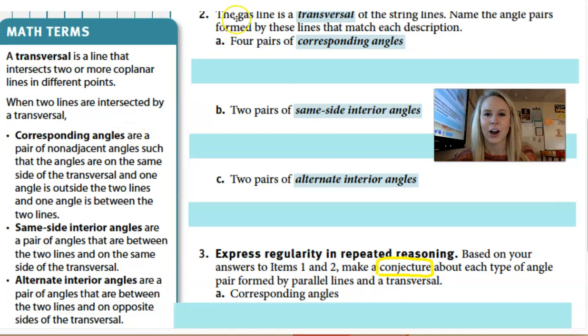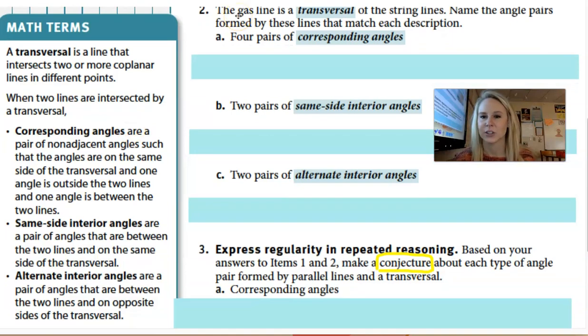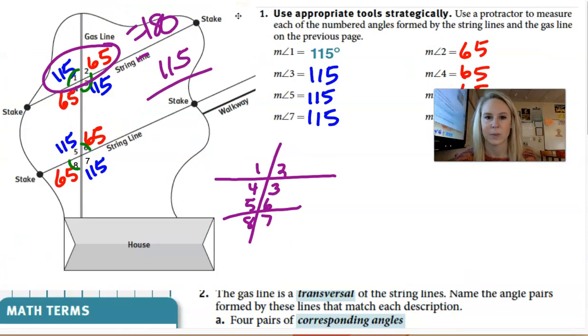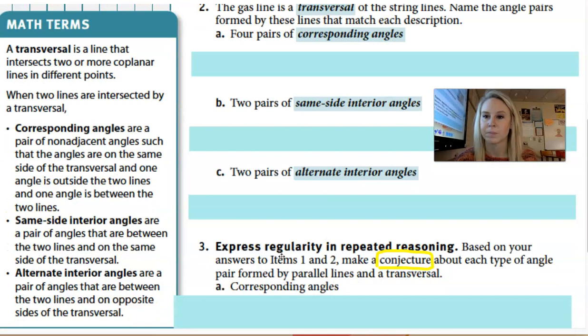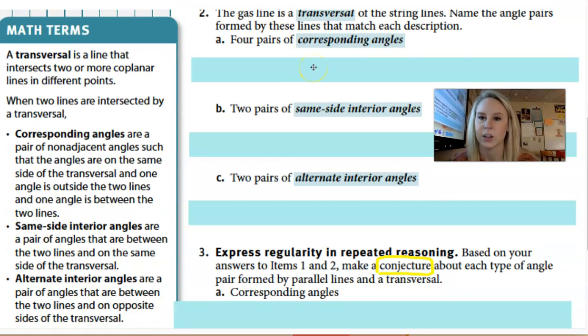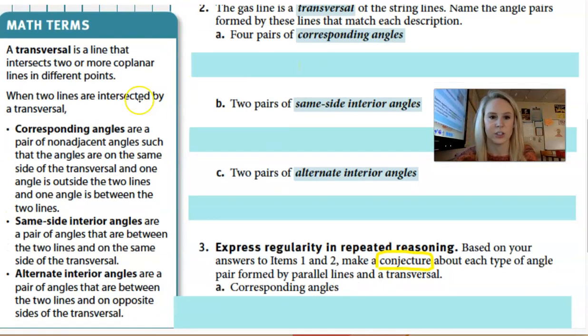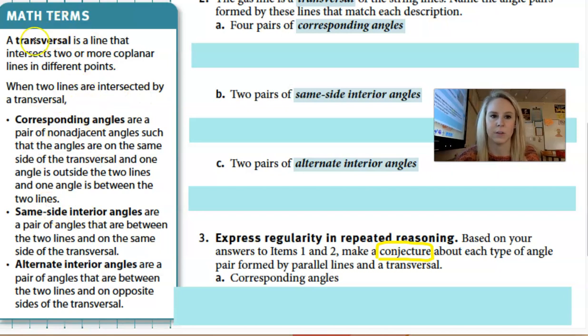That was loud. All right, so the transversal is the line that cuts the string lines. So let's go back. The transversal cuts the 2 parallel lines. Okay? Now, these angle pairs are going to have some certain definitions. So let's take a look at this math terms column.